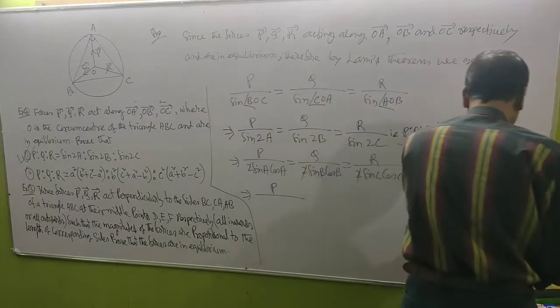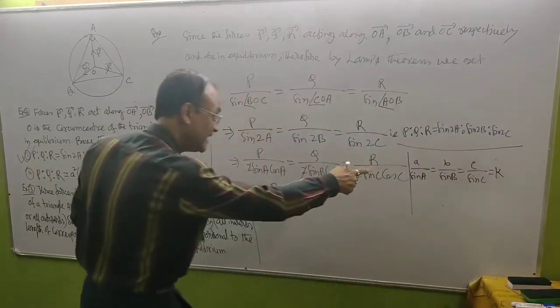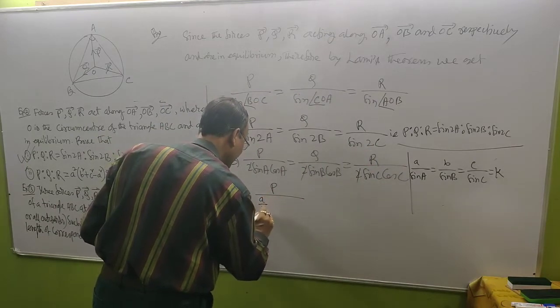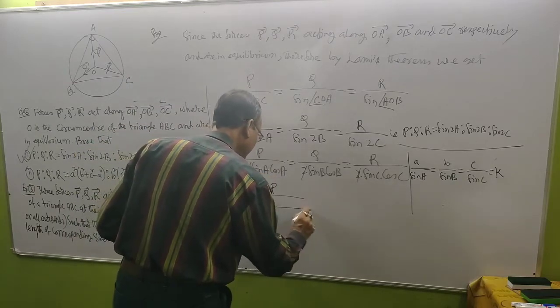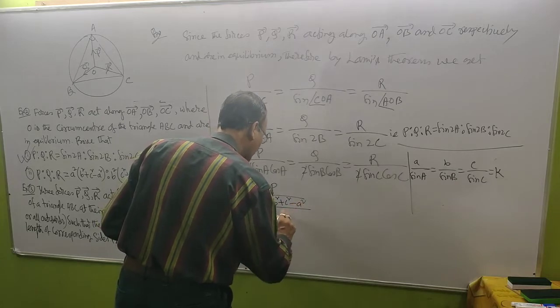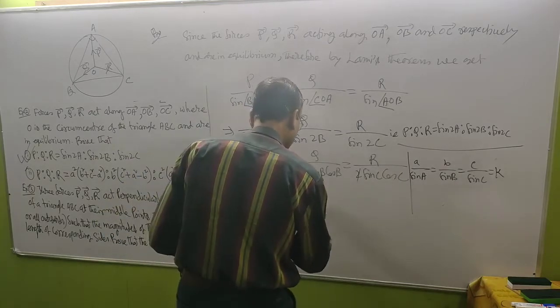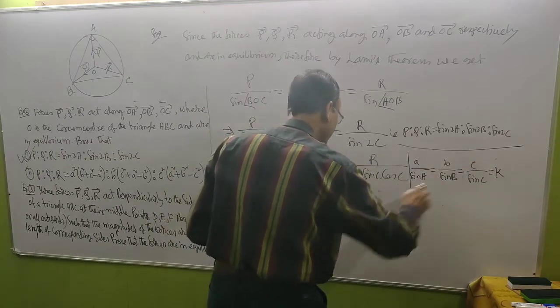Therefore, let me write here K. This is equal to K. Therefore, sin A will be equal to a by K. You may write here a by K. For cos A, you may write b square plus c square minus a square divided by twice bc. The trigonometrical relation. This is equal to q divided by, what is sin B? b by K.